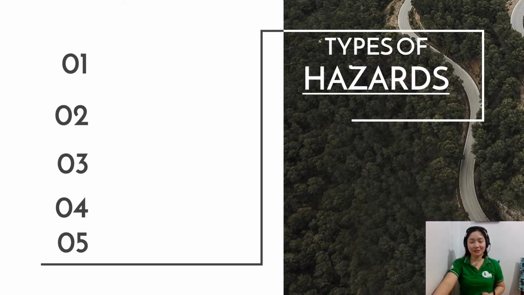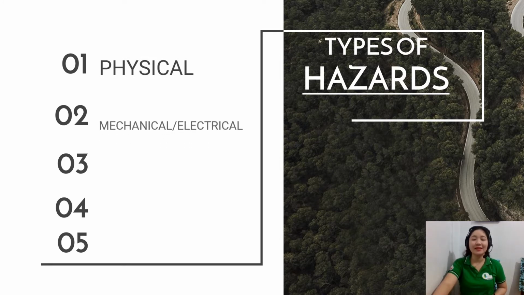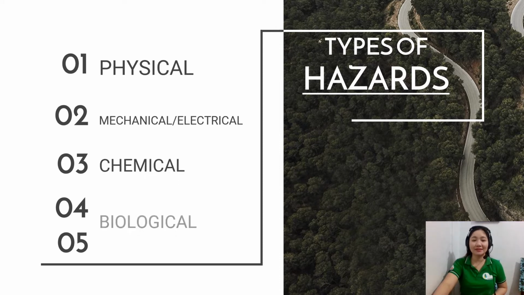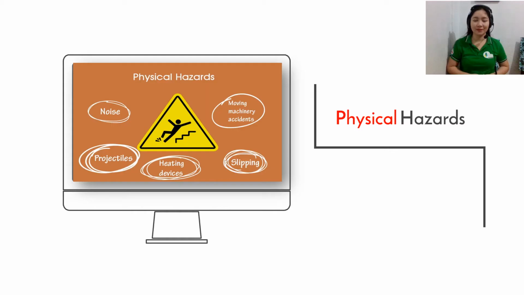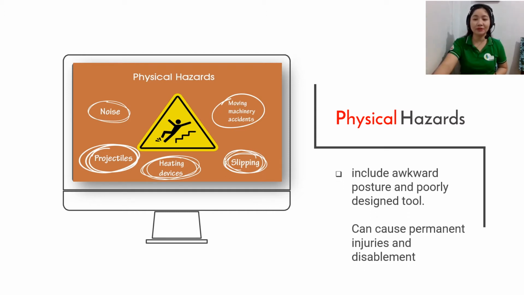Class, let's proceed to the different types of hazards. We have physical hazards, mechanical or electrical hazards, chemical hazards, biological hazards, and psychosocial hazards. Let's start with physical hazards. Physical hazards include awkward posture and a poorly designed tool. They can also cause permanent injuries and disablement. So what are the examples of physical hazards?